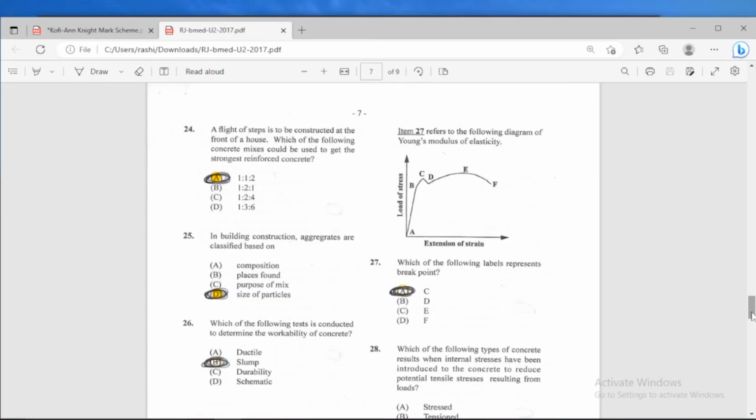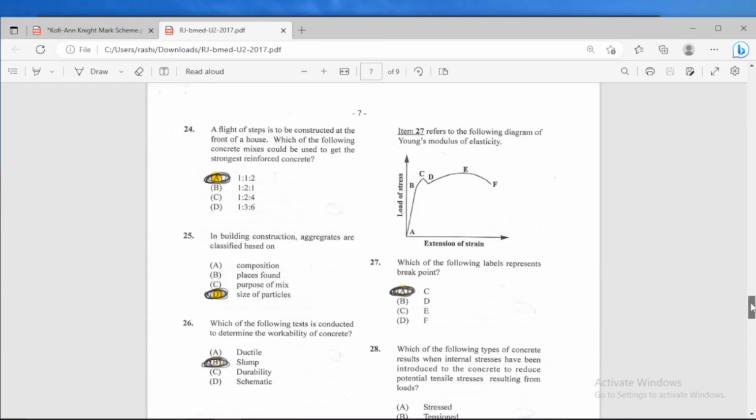Item 27 refers to the following diagram of Young's modulus of elasticity. Which of the following labels represents the breakpoint? Now, even if you have no clue what Young's modulus of elasticity is, if you look at this graph, you can see that this curve goes up from A to B and then to C, and then it just snaps back down to D. So this is the break point right here at C. That's where it breaks, at C. And you could say, but it goes up to E and then it goes back down. But the thing with E is that it's not a sharp drop, it's a curve. But for C, it's a sharp drop. So the break point there is C.